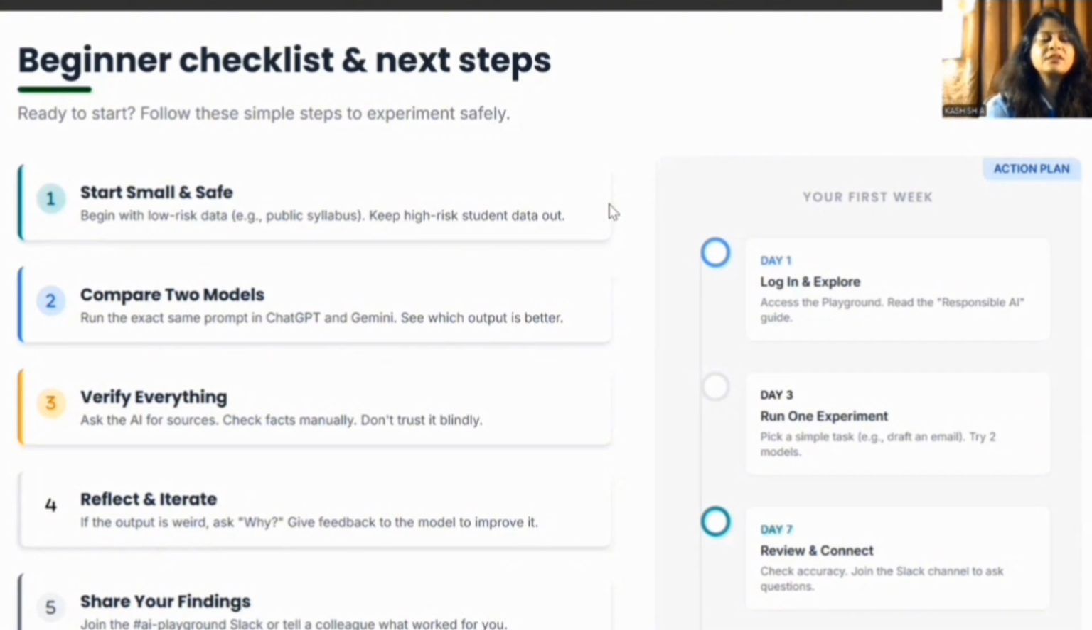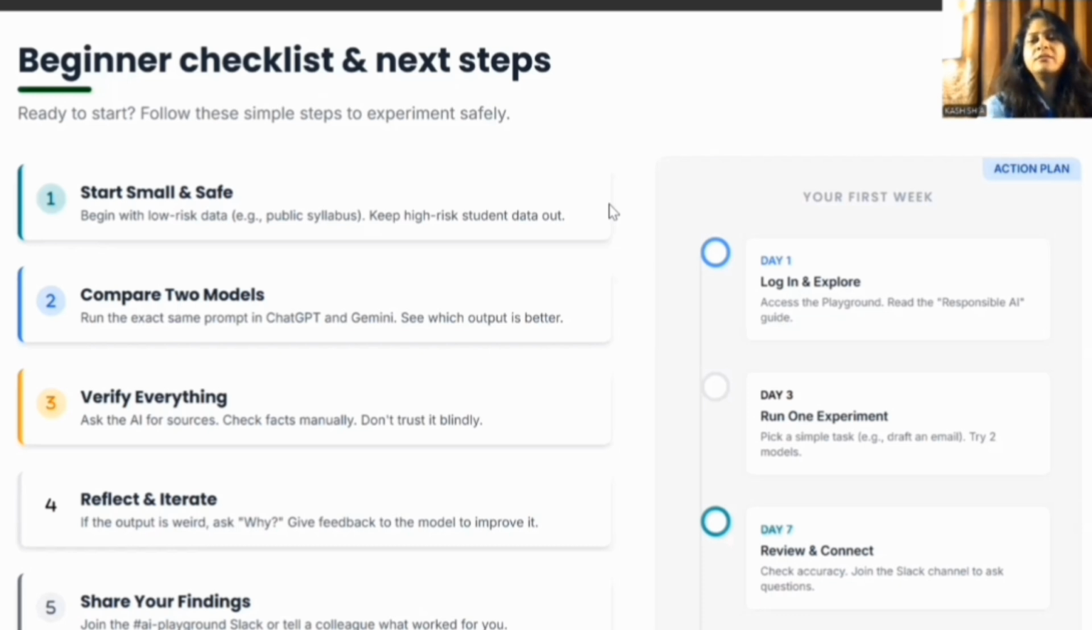Share your findings. Join the AI playground Slack or tell colleagues what worked for you. We have to interact and exchange information: what has worked in this playground for you, what worked for them. If you are exchanging this information, it would make your work easy.